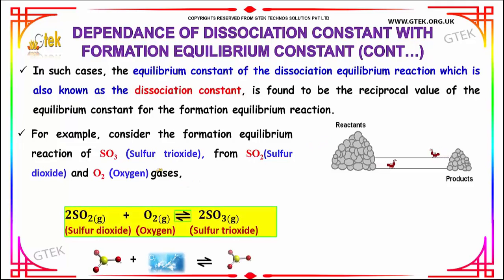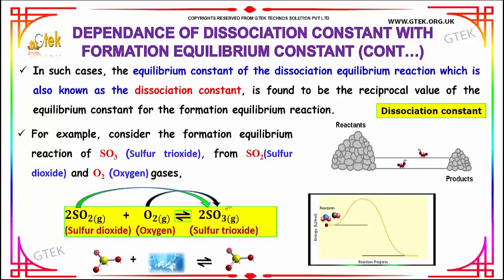In such cases, the equilibrium constant of the dissociation equilibrium reaction, which is known as the dissociation constant, is found to be the reciprocal value of the equilibrium constant for the formation equilibrium reaction.